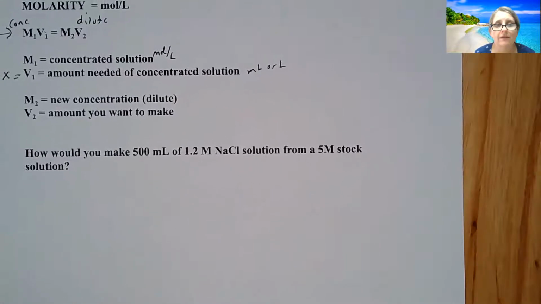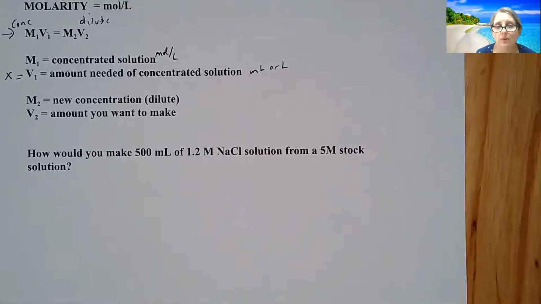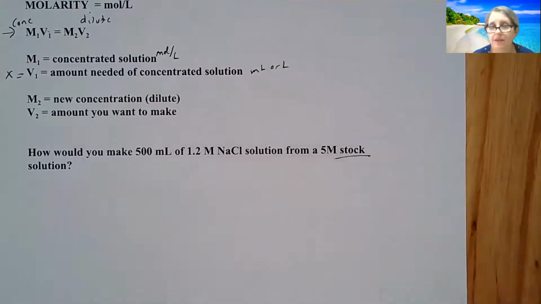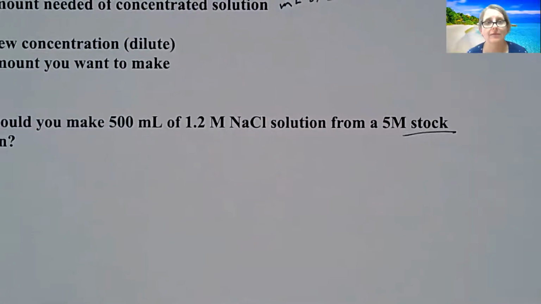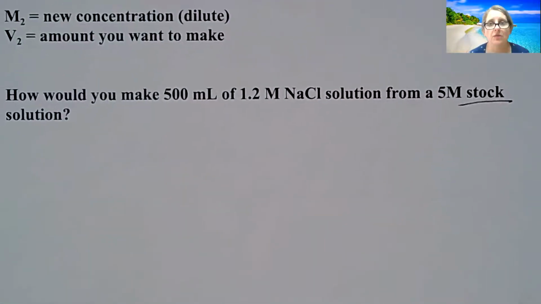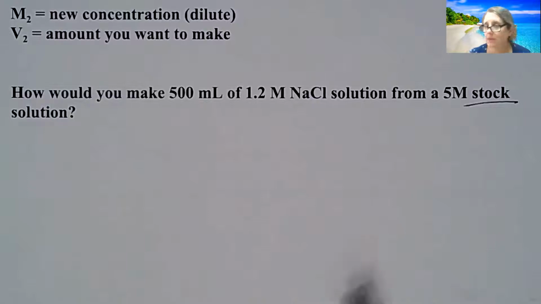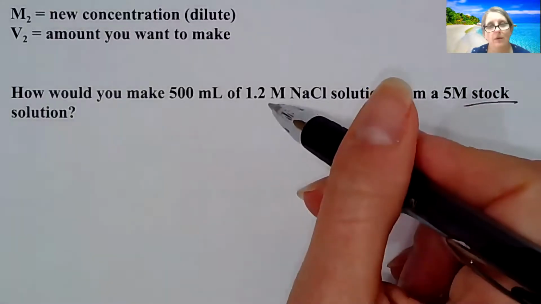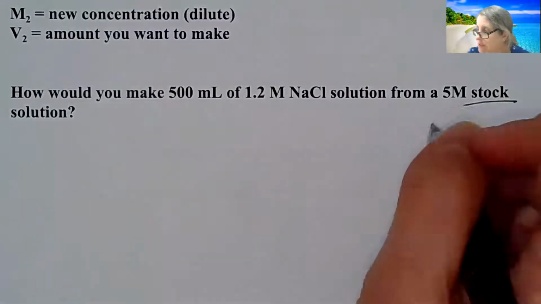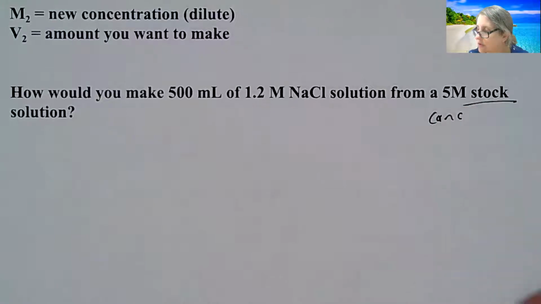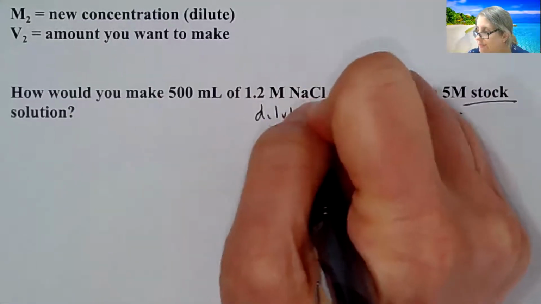How would you make 500 mils of a 1.2 molar sodium chloride solution from a 5 molar stock solution? And again, the word stock has to do with the fact that I am getting it from the stock room or from some other source. But do note that the 5 molar is a bigger number than the 1.2 molar. So that's always where you start looking. So this is going to be your concentrated solution. This is your dilute, okay?